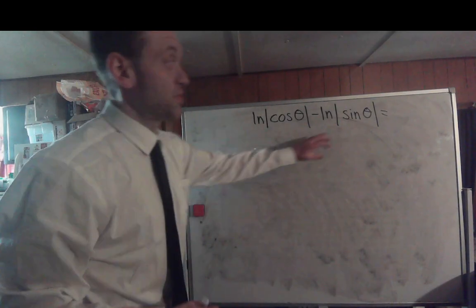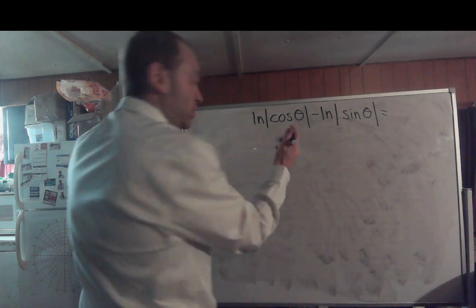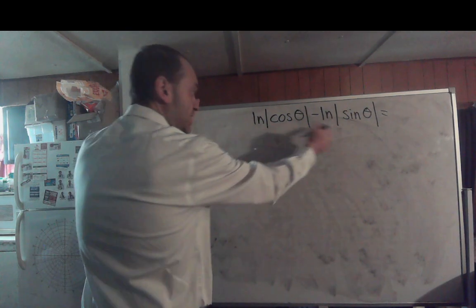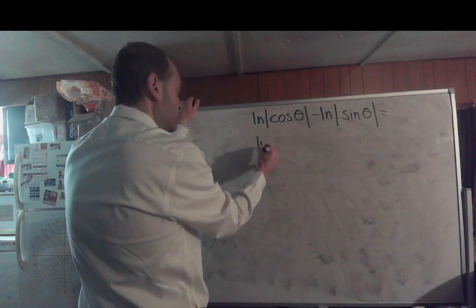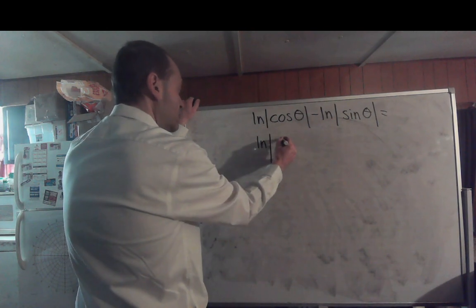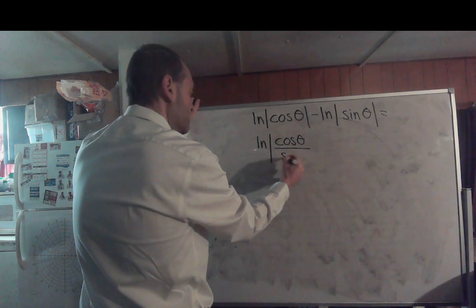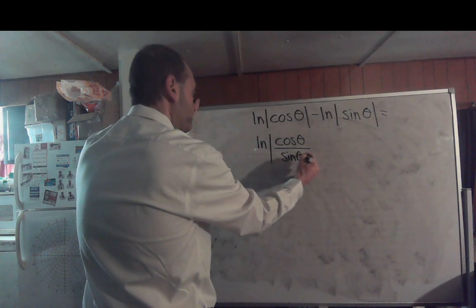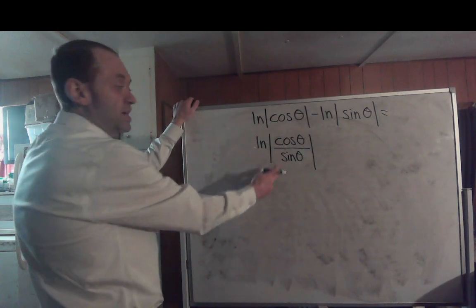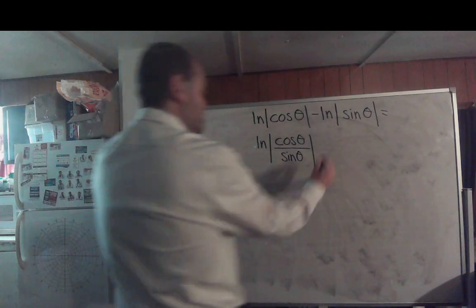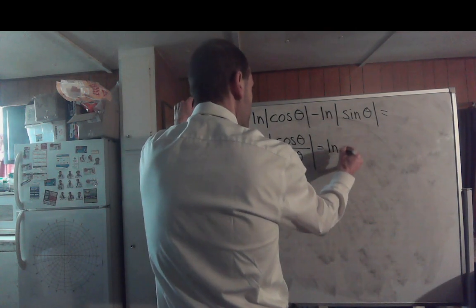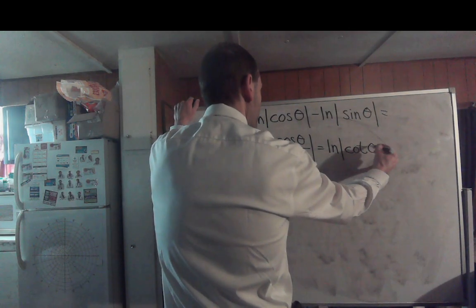Well, we have a difference of 2 logs. Doesn't that mean the log of one of these divided by the other? So this would turn into the natural log of the cosine of theta all over the sine of theta, which cosine over sine would just turn into the cotangent. So this should just turn into the natural log of the cotangent of theta.